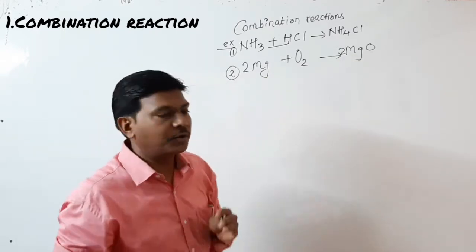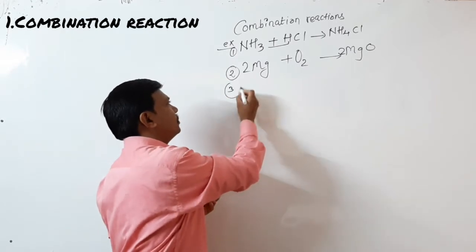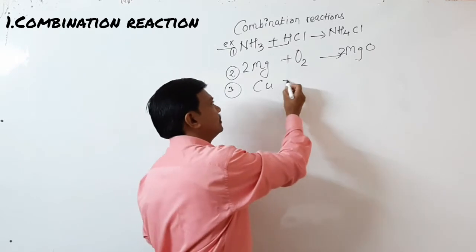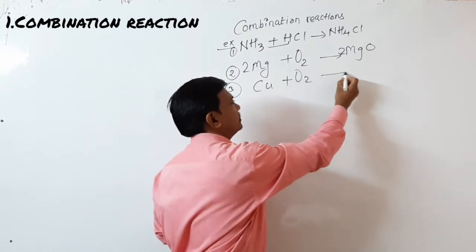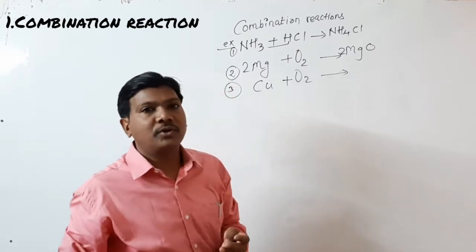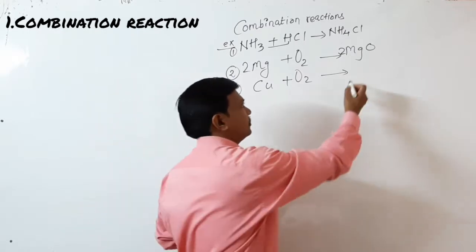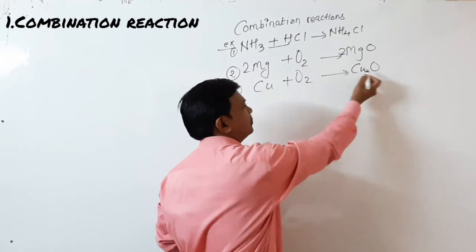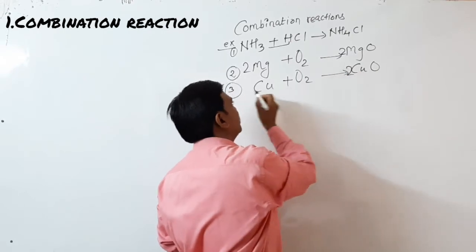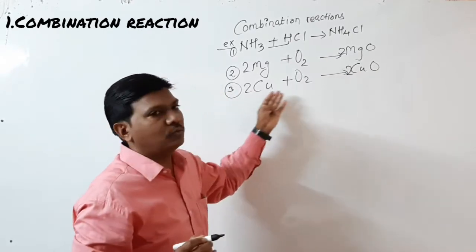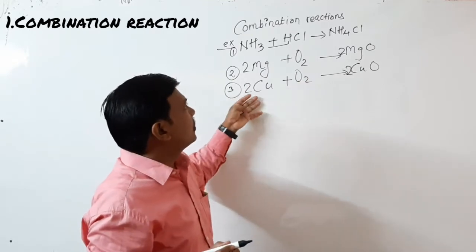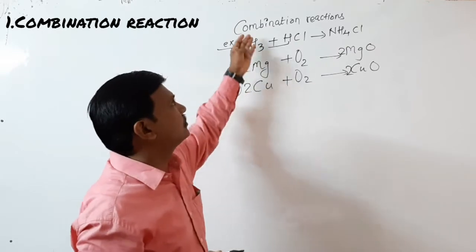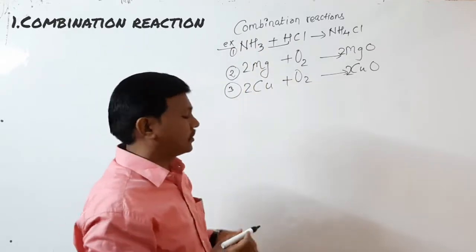Similarly, when copper Cu reacts with oxygen, again copper oxide is formed, means CuO, and see again oxygen is 2, so we write here 2 for balancing. So this type of reaction is called a combination reaction.